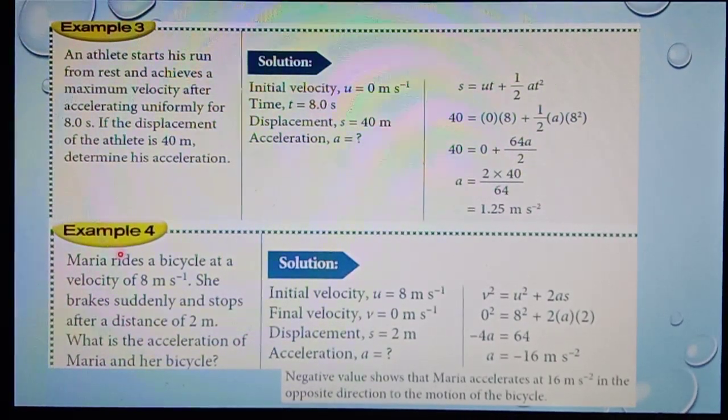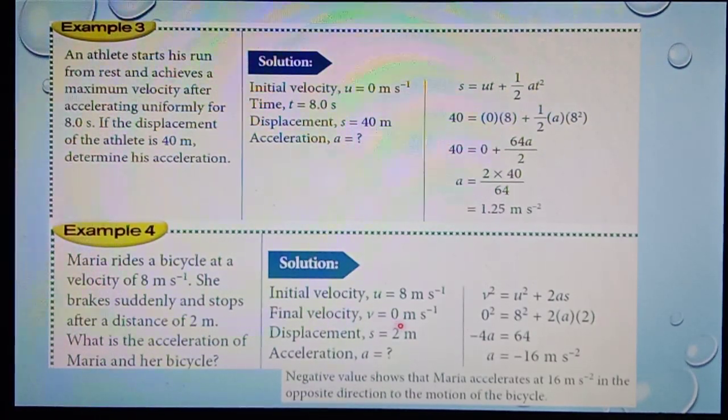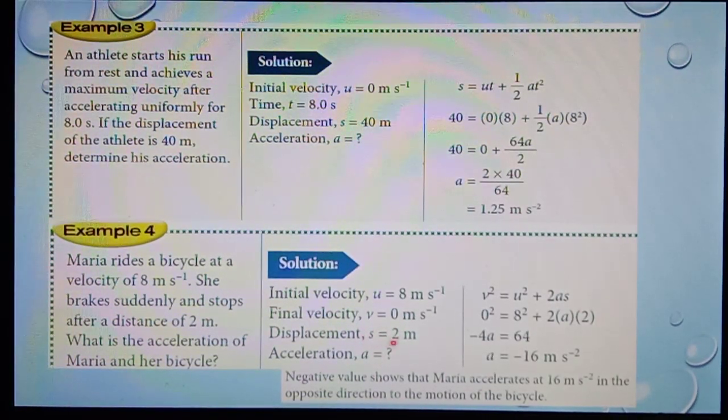Okay. Example 4. Maria rides a bicycle at velocity of 8 meter per second. She brakes suddenly and stops after distance of 2 meter. What is acceleration of Maria and her bicycle? So you have initial velocity u 8, final 0 because finally stop. So final velocity 0. Displacement s 2 meter, acceleration we want to find.